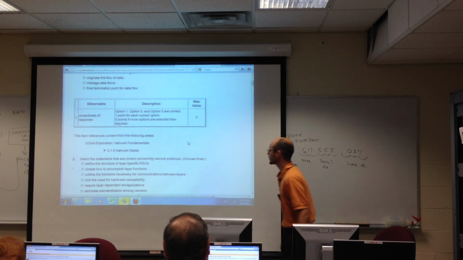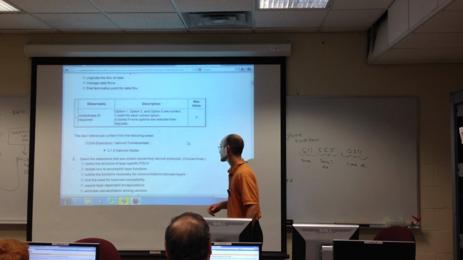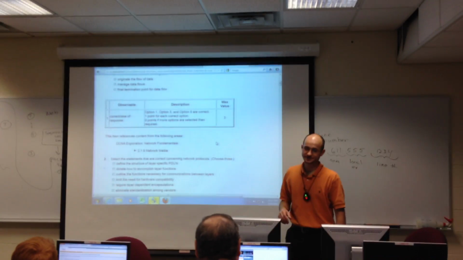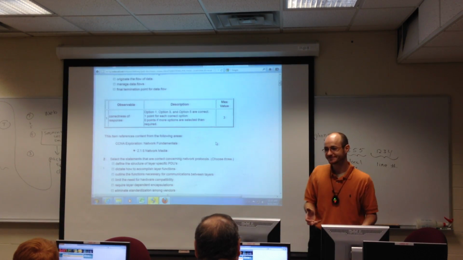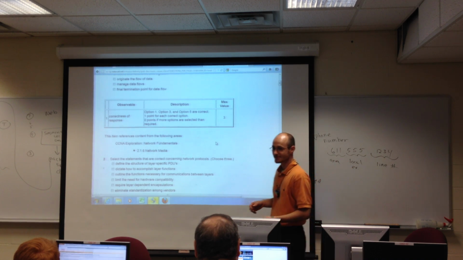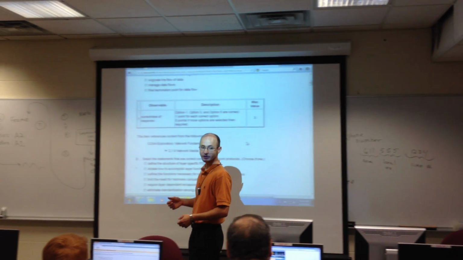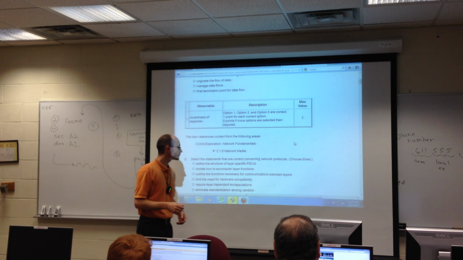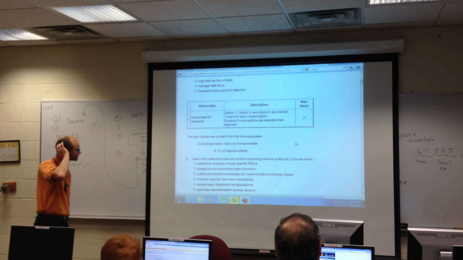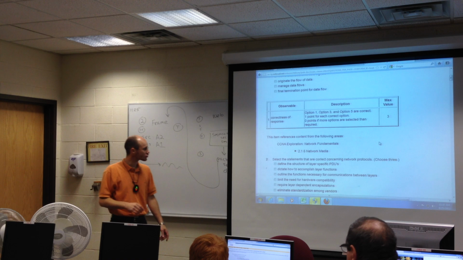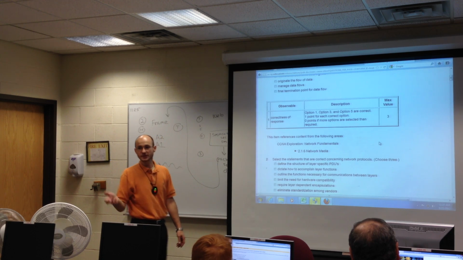Alright, let's look at the next question. Choose 3, select the statements that are correct concerning network protocols. This is the OSI model. What are protocols? Set of rules that govern how we communicate, correct? So when I'm looking at this, what about the first one? Define the structure of layer-specific PDUs.